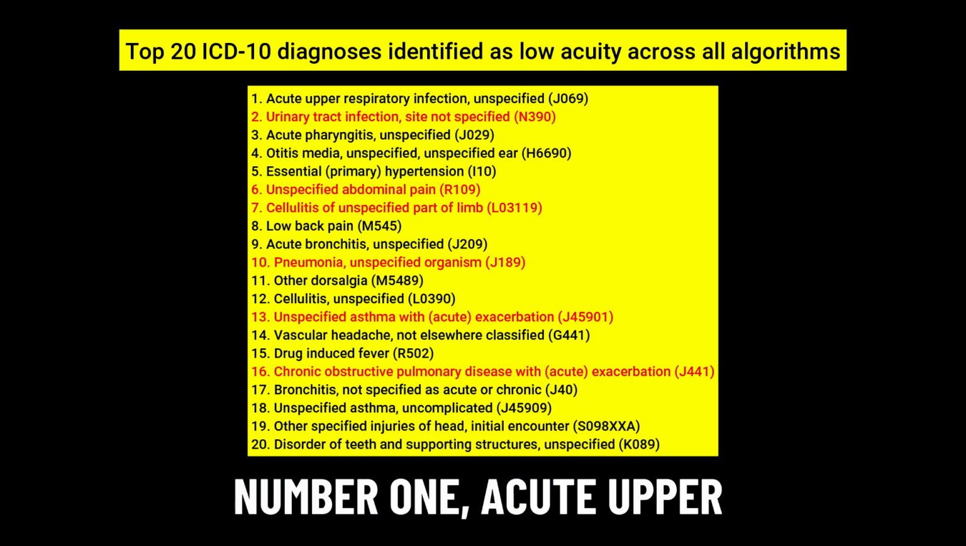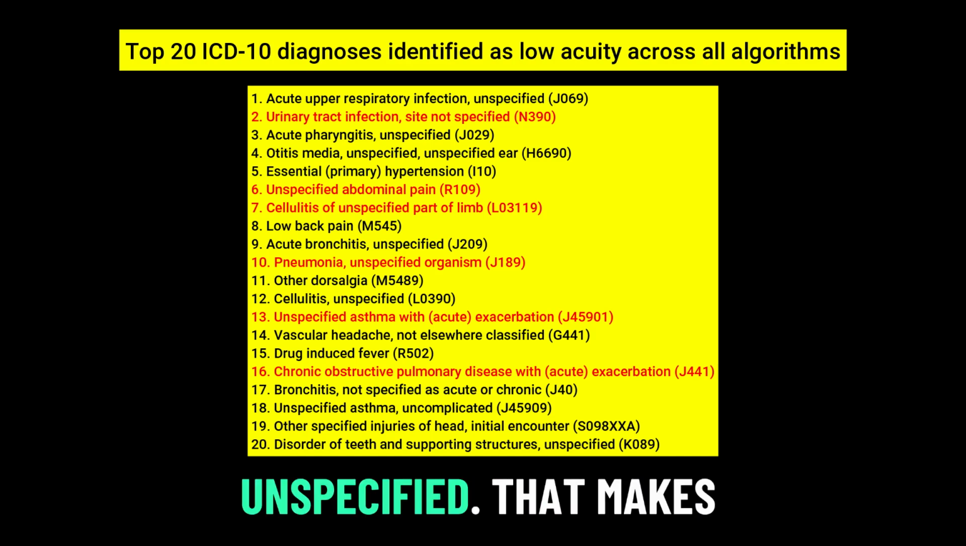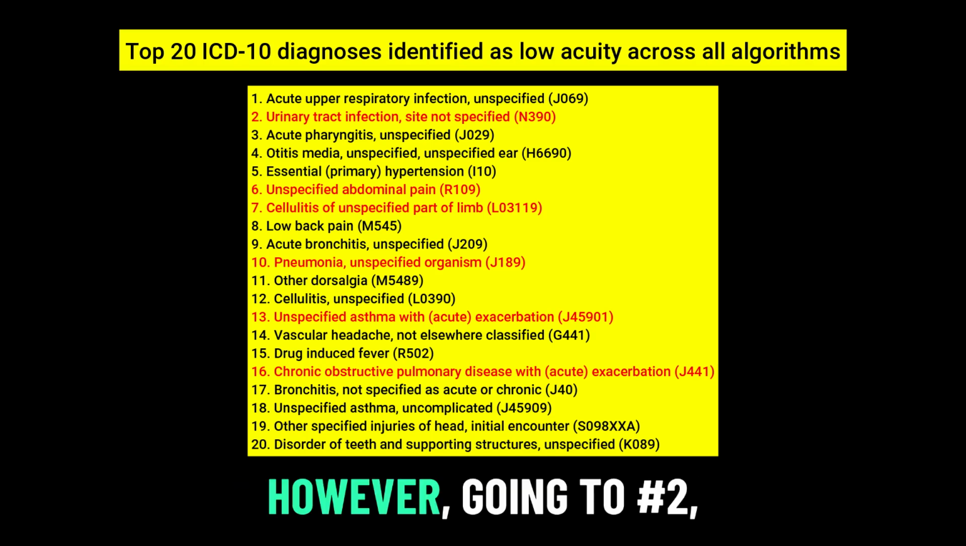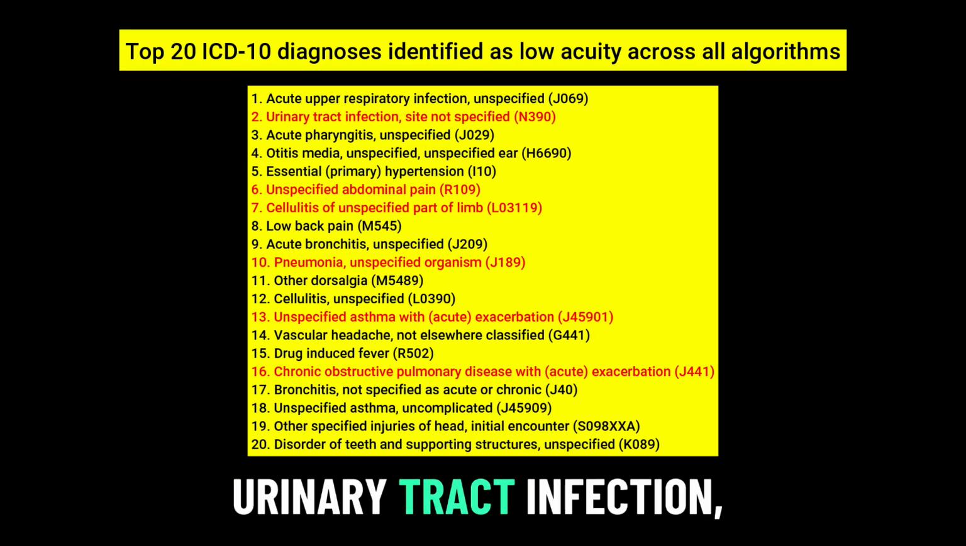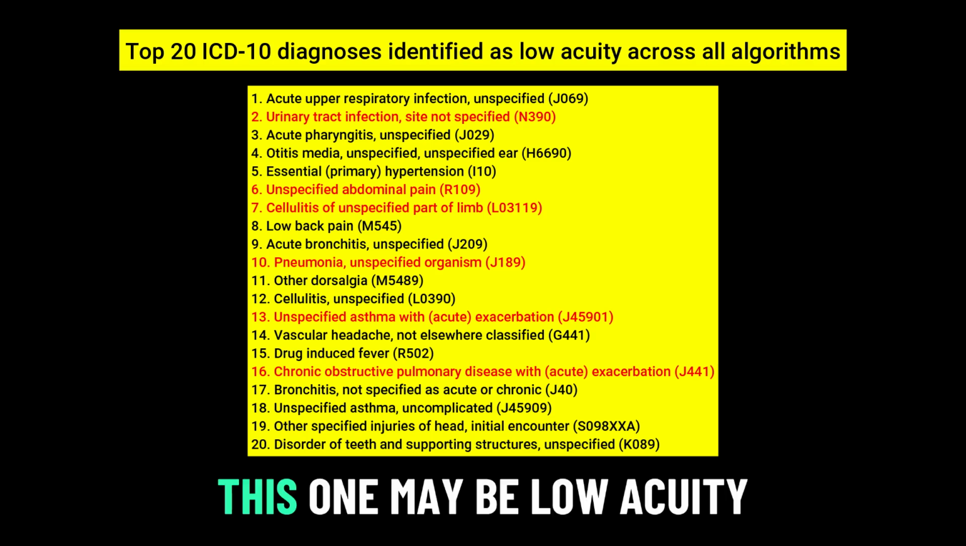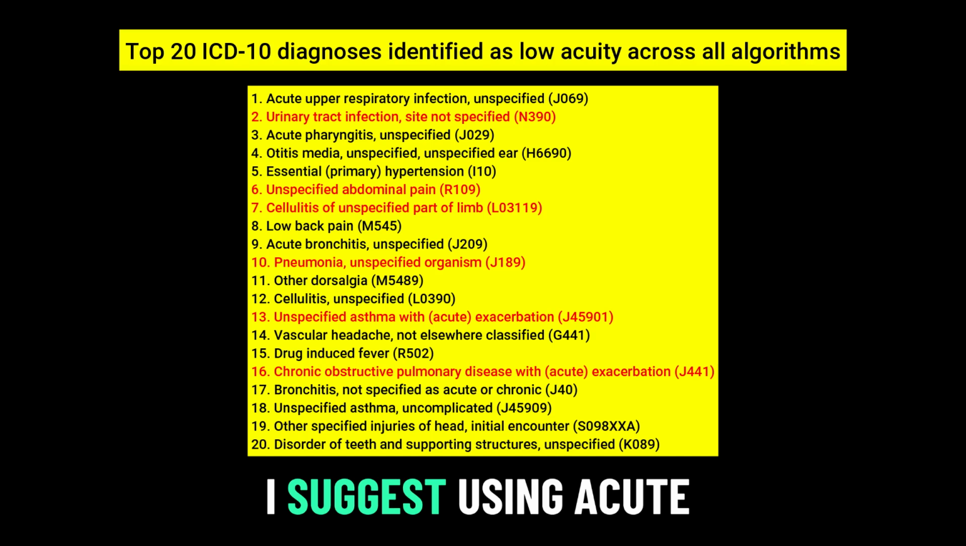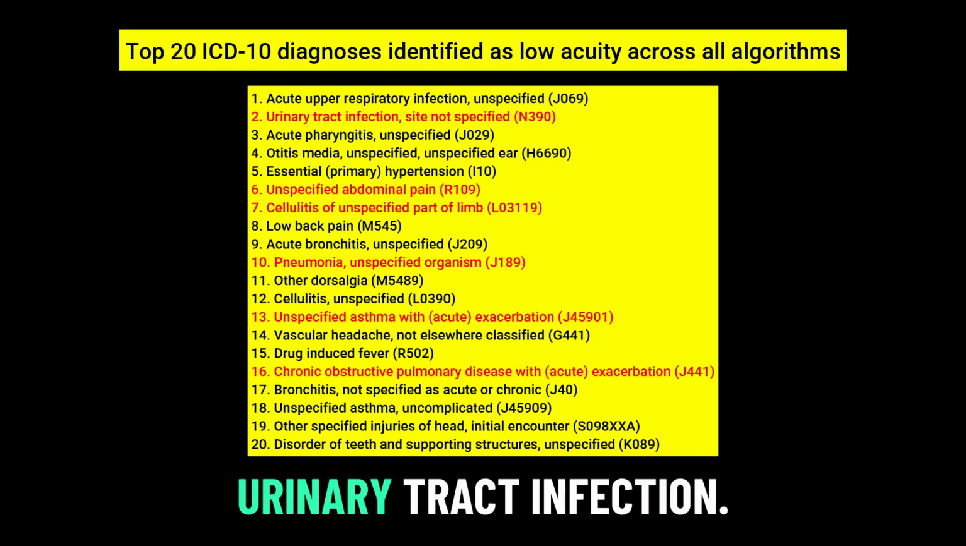Number 1, acute upper respiratory infection unspecified. That makes sense that this is probably a low acuity non-emergent diagnosis. However, going to number 2, urinary tract infection site not specified. This one may be low acuity, but also the person may be sick. I suggest using acute cystitis instead of urinary tract infection.